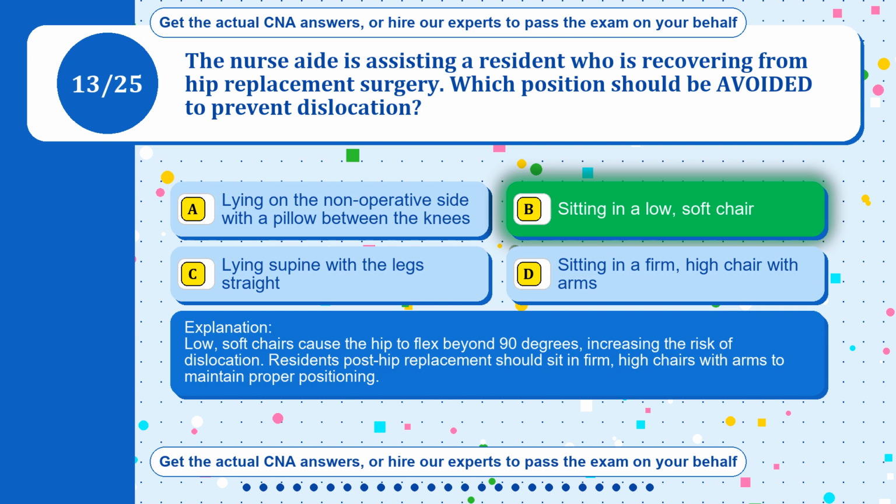Low, soft chairs cause the hip to flex beyond 90 degrees, increasing the risk of dislocation. Residents post-hip replacement should sit in firm, high chairs with arms to maintain proper positioning.